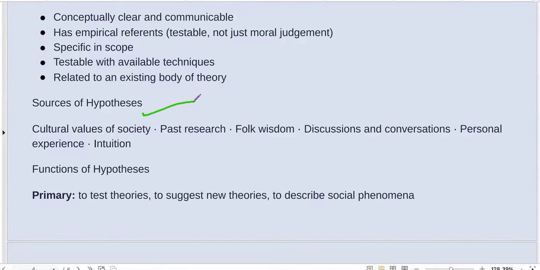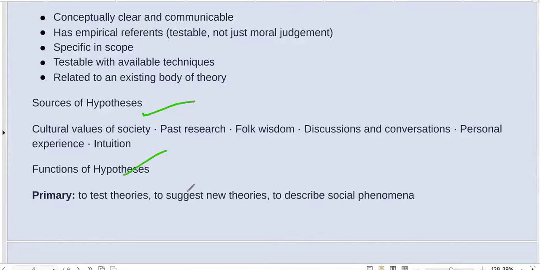Or I can make a hypothesis if I am trying to analyze suicide rate in a community. First, I will try to read the past researches which have been done on suicide. Folk wisdom, wisdom based on a tribal culture or a custom, discussions and conversations among my friends, among different researchers, among different professors, my own personal experiences, my intuitions. So there can be multiple sources of hypothesis.